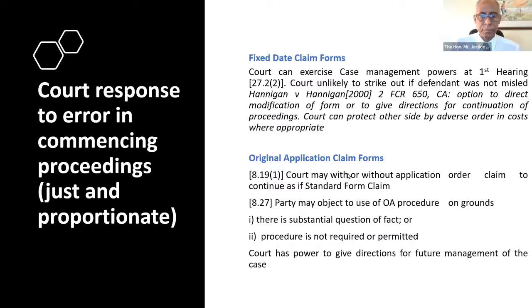Yeah. So originating application claim forms, 8.19-1. It's actually originating. This should be originating. Sorry. The court may, so these are the rules that allow for modification and continuation. Court may, with or without an application, order the claim to continue as a standard claim form. So this rule describes what I just explained, which is to say that if for a reason a matter starts as an originating application, but when it comes before the court, one discovers that the matter is more appropriate for a standard claim form, then it can, with or without an application, convert.